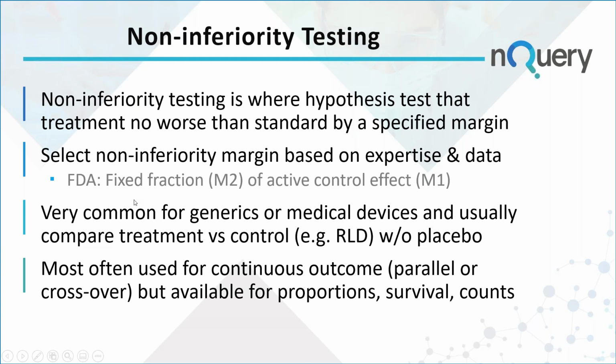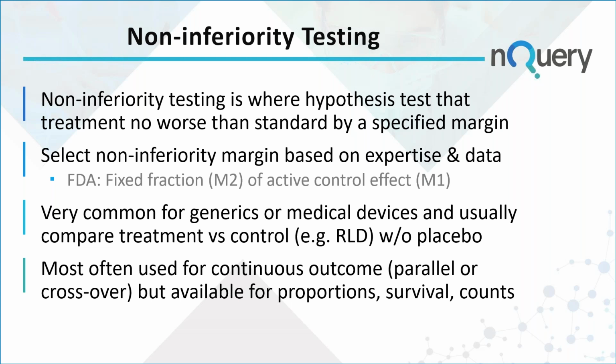But how large that fraction needs to be will depend on a number of factors, ranging from how much variance there is in the actual effect from the original study or studies or meta-analysis or whatever other evidence is available, to other issues outside the effect, which I'll talk about after our example. It's very common that this would be used for generics or medical devices, where non-inferiority testing involves comparing a treatment to a control.